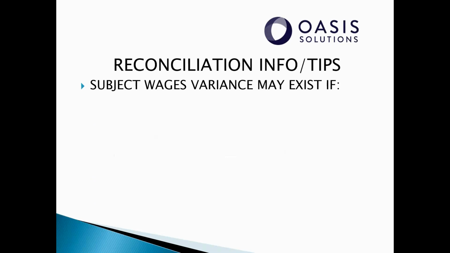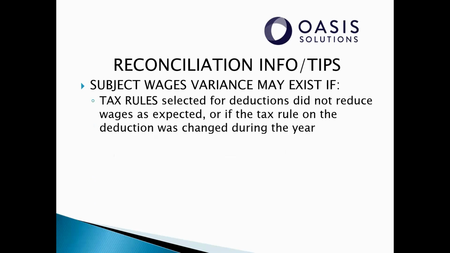Why is it important to do that reconciliation? There are times when there may be a variance, and the reasons for that could be, we talked about tax rules a few moments ago. Let's say you had a new deduction, you assigned it a tax rule, and you thought that it was reducing your federal wages, and then you find out that it didn't, maybe because the tax rule on the deduction wasn't set properly when it was set up. Also, if you changed a tax rule on the deduction mid-year, that could cause a change. So keep in mind those tax rules are very important, and they do drive a lot of the subject wage calculations.